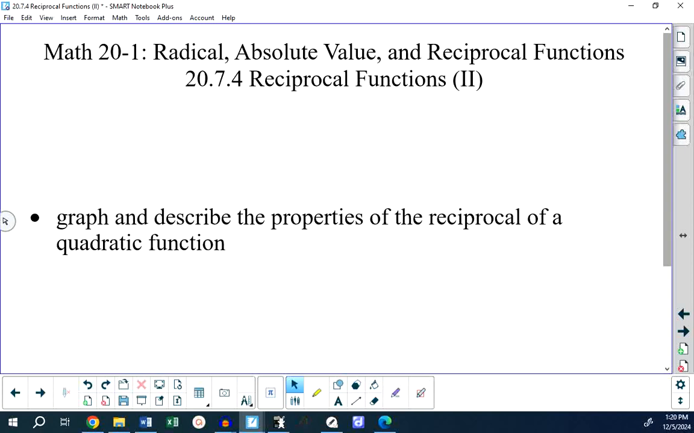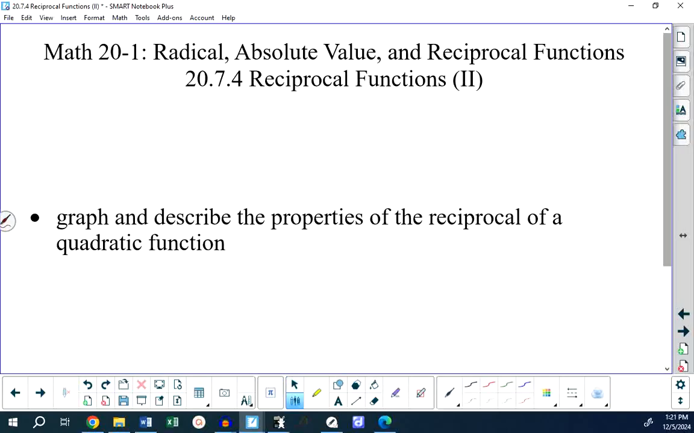At the beginning of class, before we went over the homework questions, I went over a description of the basic idea behind taking the reciprocal of a function, and it's to take every single point, and the word we use is map. We map it to the same x coordinate, but the reciprocal of the y coordinate.